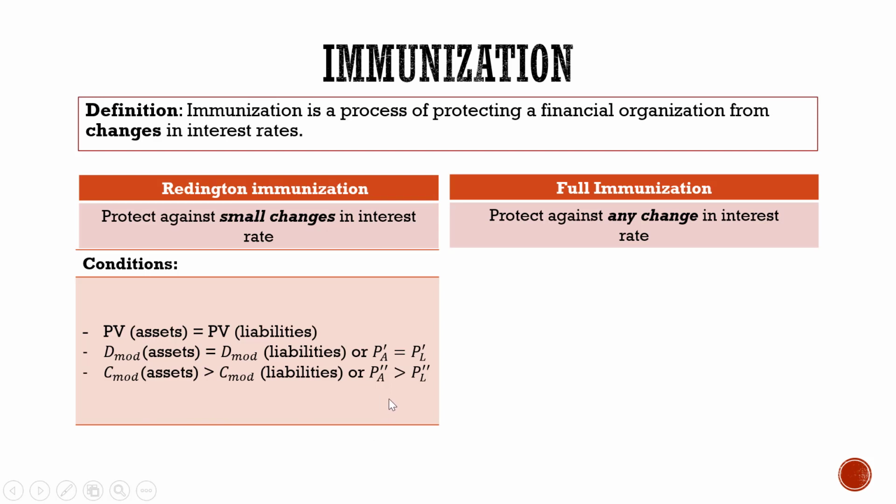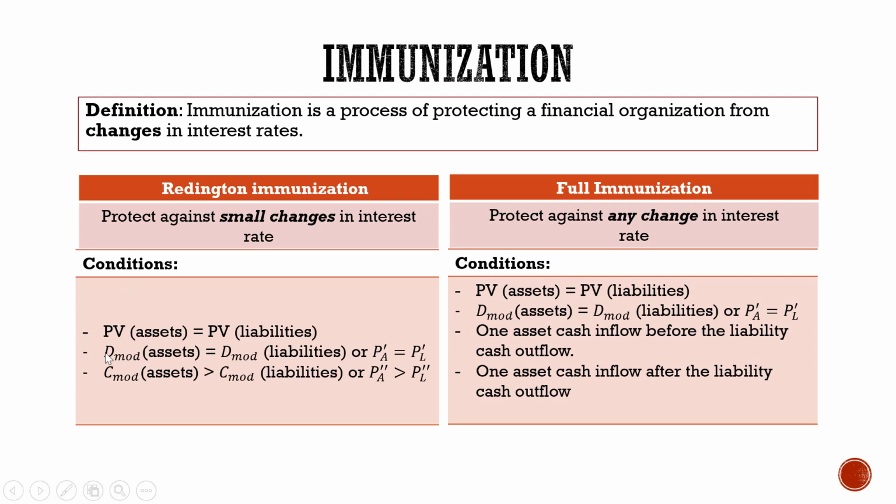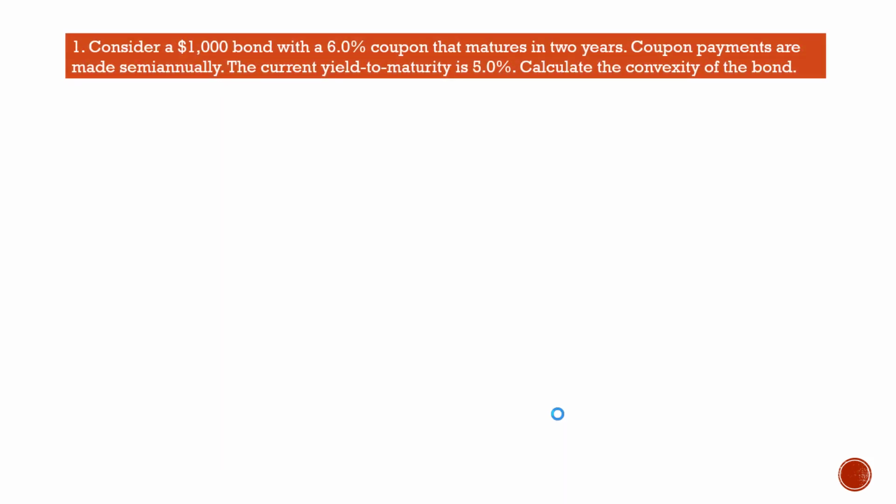For full immunization, the first two conditions of Redington immunization also apply. However, the last condition of Redington immunization is not necessary for full immunization. And for full immunization, we add two more conditions. There should be one asset cash inflow before the liability cash outflow, and there should be one asset cash inflow after the liability cash outflow. So that is everything for convexity and immunization. Now let's do some exercises.